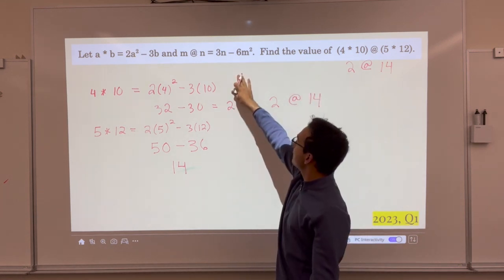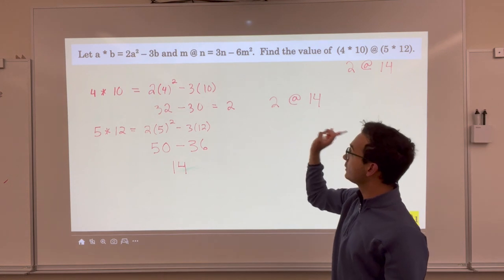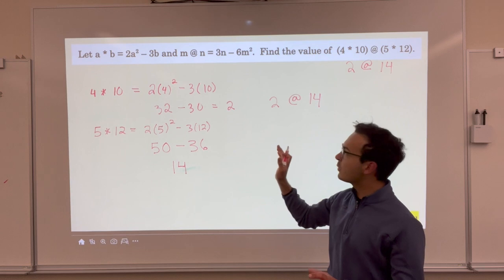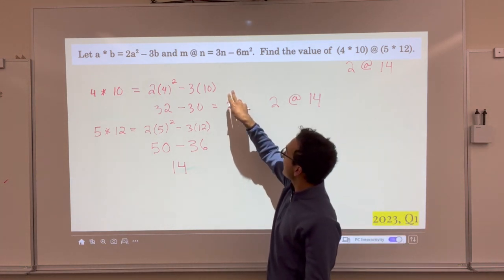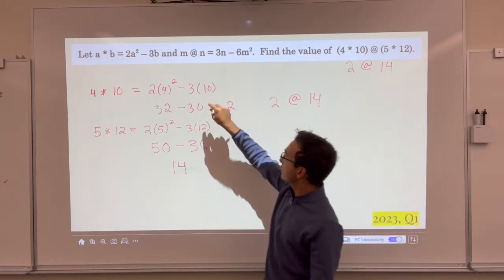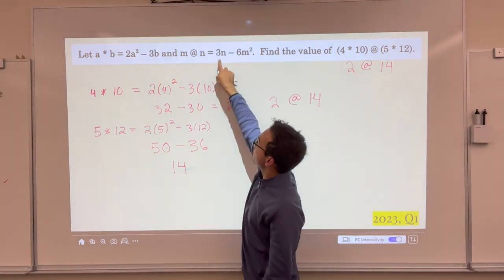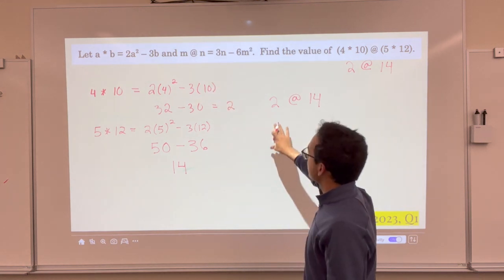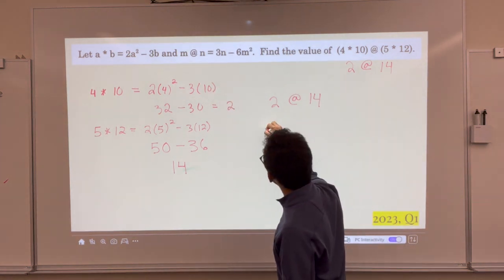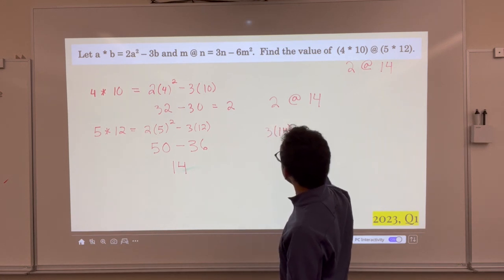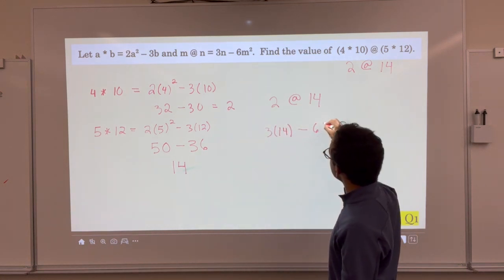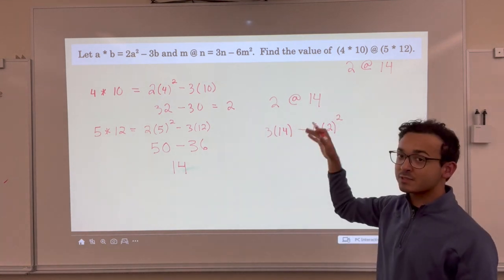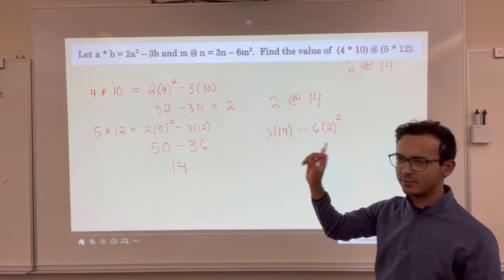And up here, they define m at n to equal 3n minus 6m squared. Now, this is something where you could go a little bit wrong. Be careful that you put them in the right order. So it says m at n, but then it says 3n. You need to start with that second value in this first place. Okay? So 2 at 14 would be 3 times 14. Make sure to use that second value. Minus 6 times 2 squared. Okay? So that might have been a place where some people went wrong if they weren't paying close attention there.